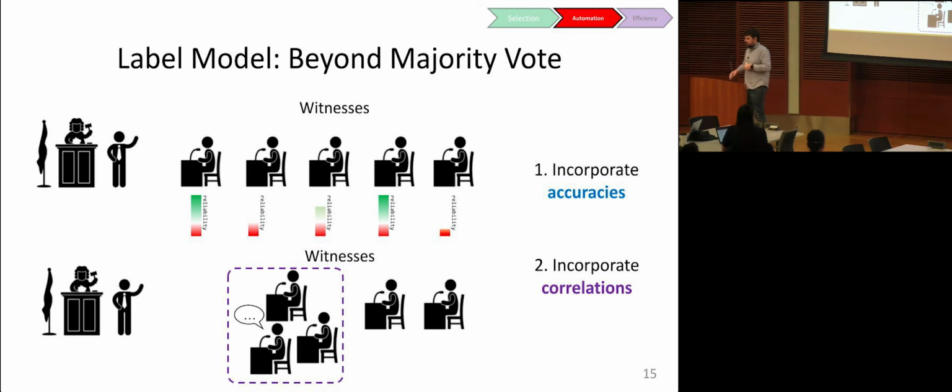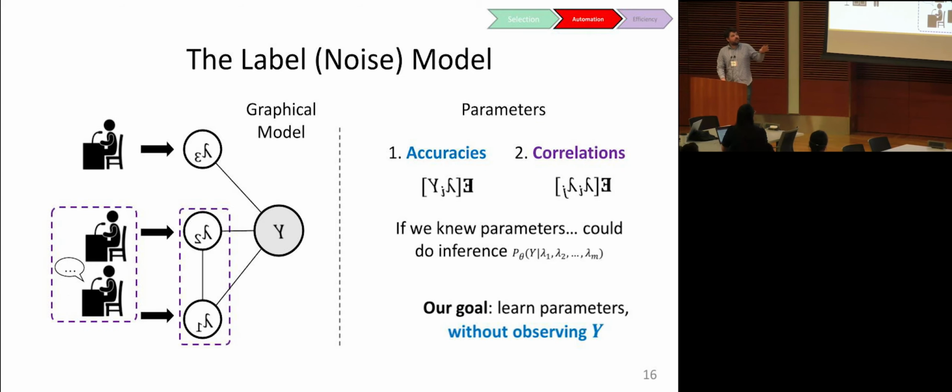So more technically, we try to think of this as incorporating accuracies and also correlations. And the part that's kind of amusing is that this setup, even though it's just a cartoon, actually directly translates into a probabilistic model that we can actually work with. So this is a graphical model with a latent variable with various other correlations. And it turns out that its parameters are exactly these accuracies and correlations that we were looking for.